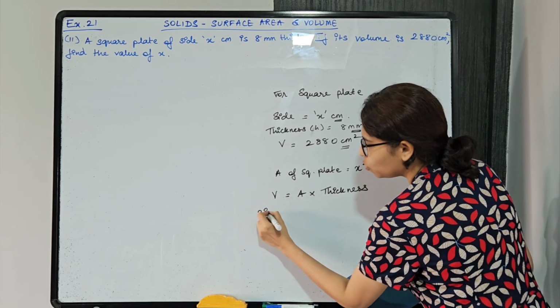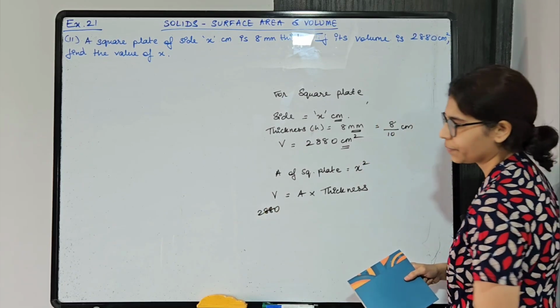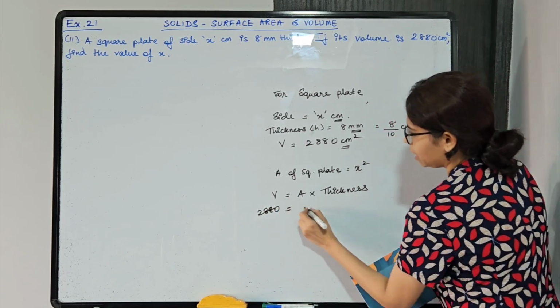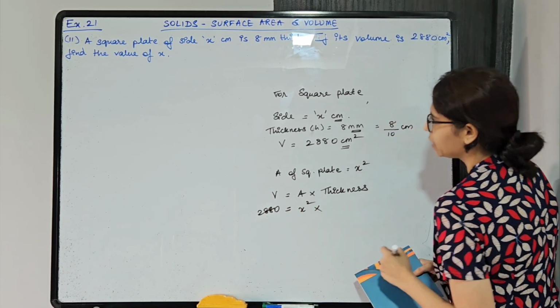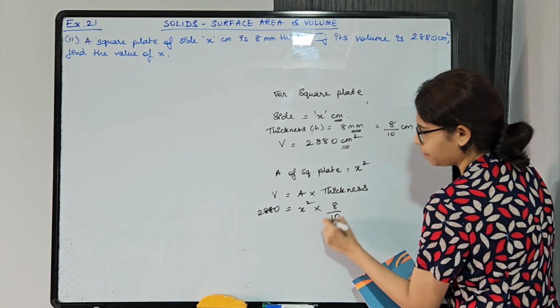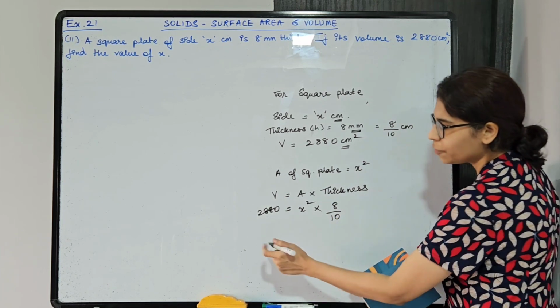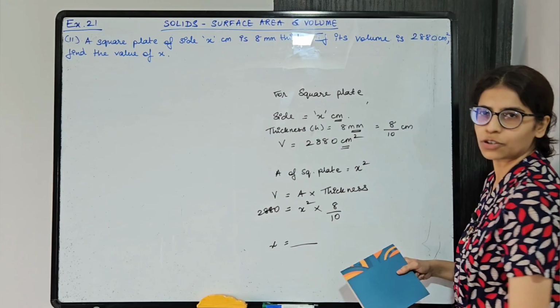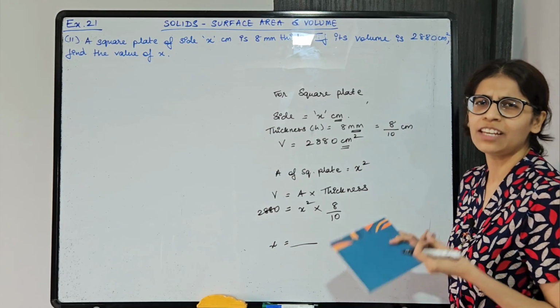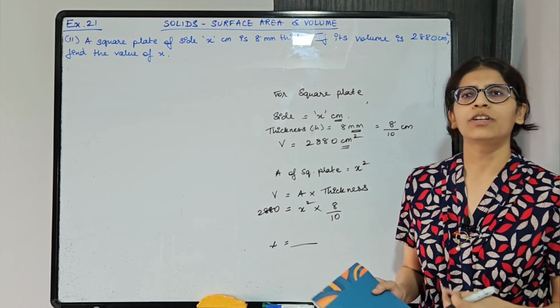वॉल्यूम है 2880, एरिया है x square, थिकनेस है 8 by 10। सॉल्व करके x का वैल्यू फाइंड आउट करना है, ओके। So very very easy, let us solve now with proper steps.